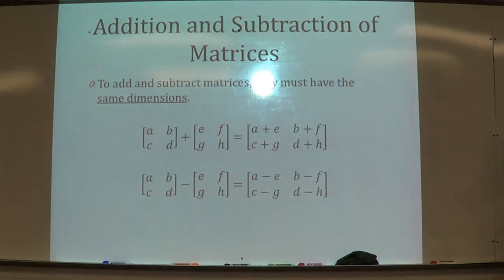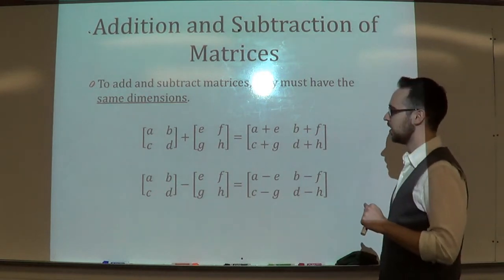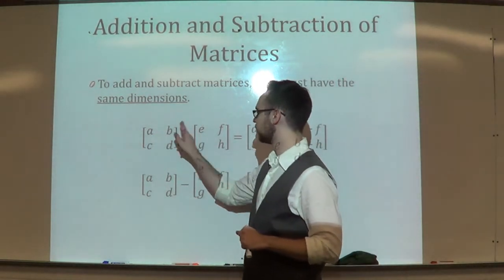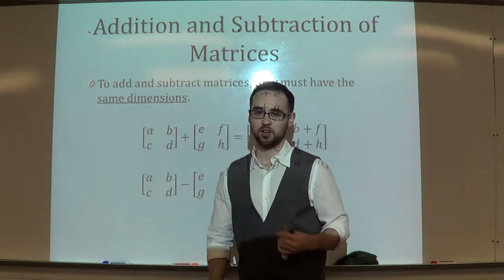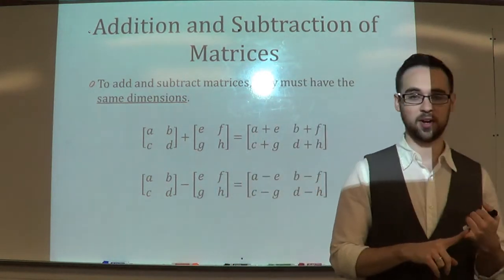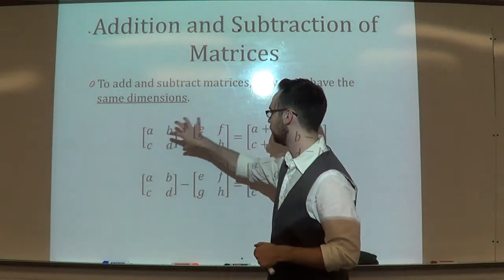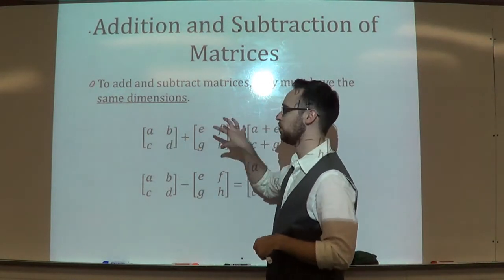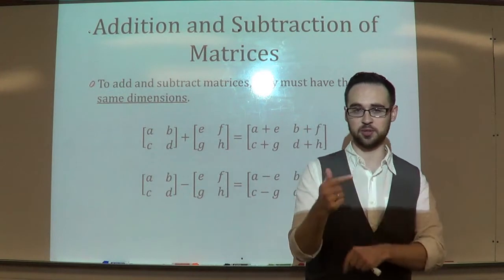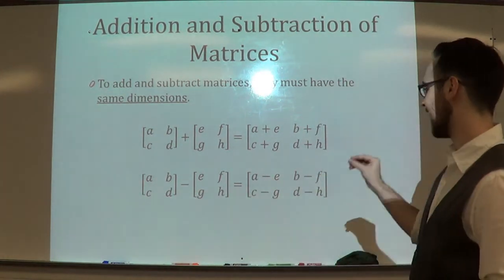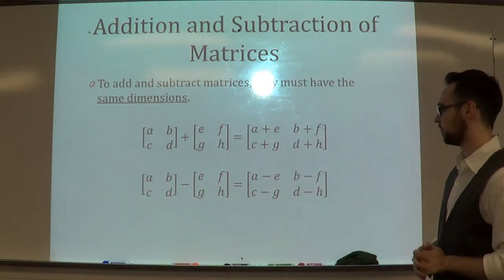So, addition and subtraction of matrices. All that means is that you are adding each corresponding element. Two things to notice. One, they have to be the same dimension. You have to have a 2 by 2 and a 2 by 2 or a 2 by 3 and a 3 by 2. It can't be close, it can't be the reciprocal of one another. It has to be the exact same dimension.